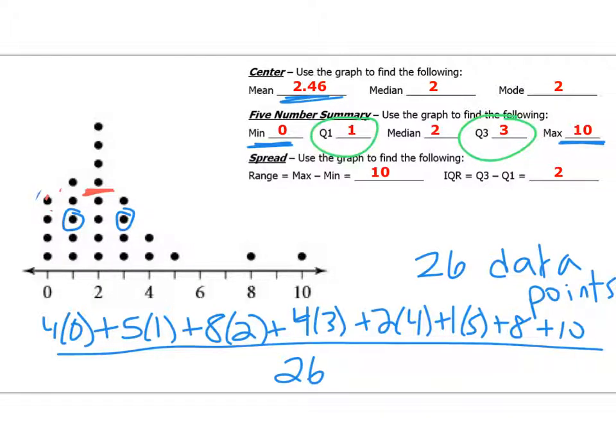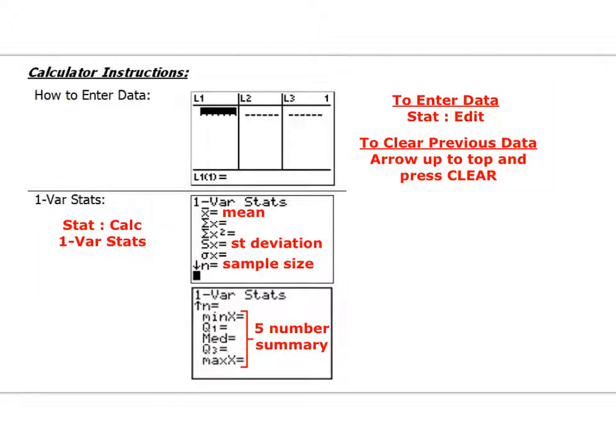Now, 26 data points, that's not too many, and these are all fairly clustered values. We don't have anything too spread out or decimals, but even doing that part by hand was still a little bit tedious. So wouldn't it be great if our calculator could do this stuff for us? Calculator instructions.